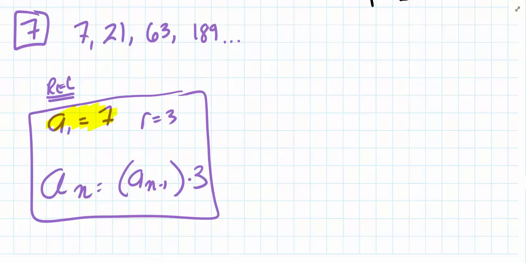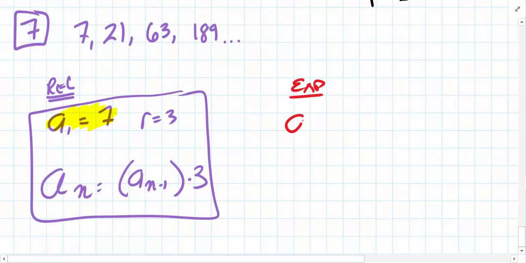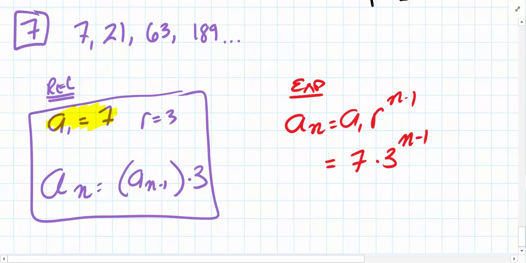Now, what about the explicit formula? Okay, let's do explicit over here. I know that a sub n is equal to a sub 1 times the ratio to the n minus 1. Okay, the very first term is 7. The ratio is 3, and I have to the n minus 1. That's it. Do not make the mistake of multiplying the 7 and the 3 together. Right? Why is that a mistake to multiply the 7 and 3 together?